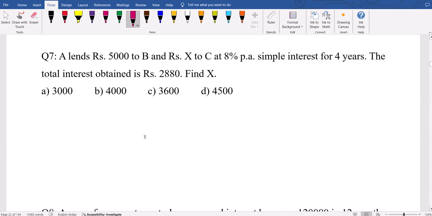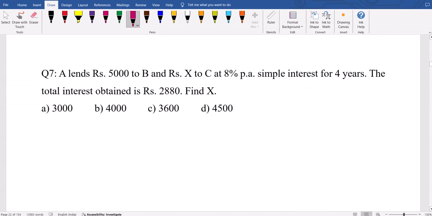Here A gave an amount to B, 5,000, and B gave it to C, at 8% per annum simple interest. The total interest obtained is 2,880. Find X value. A gave 5,000 to B and some amount X to C at 8% per annum for 4 years. The total interest is 28,800.